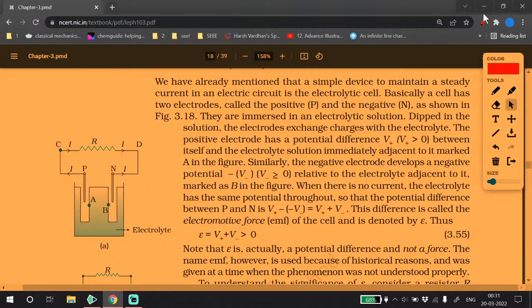The positive electrode will have a positive charge with respect to the surrounding solution. The negative electrode will have a negative charge with respect to the surrounding solution. And when there is no current passing through, the potential will be the same throughout, and the potential difference, the electromotive force, would be Vm minus Ev.